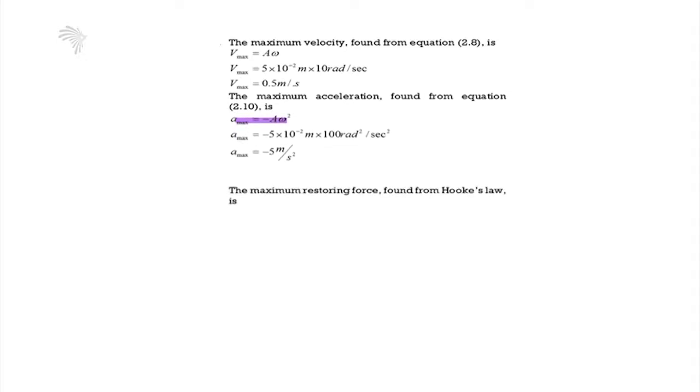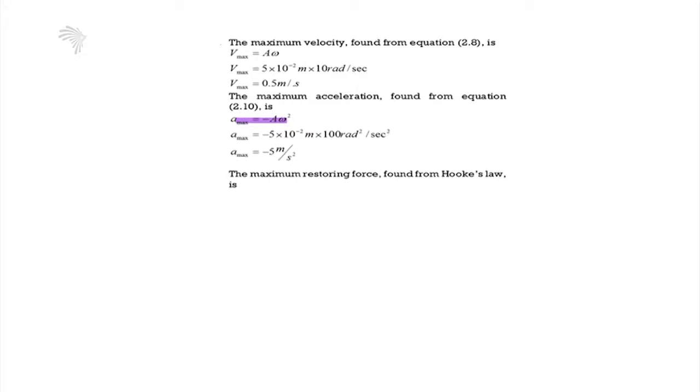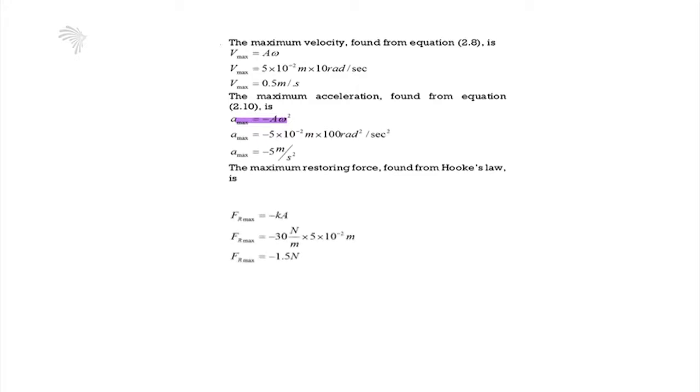The maximum restoring force can also be determined using Hooke's law, and the maximum force is given by minus K times A. We know that K is equal to 30 Newton per meter and A is equal to 5 times 10 to the power of minus 2 meter, which yields a maximum restoring force of 1.5 Newton. The minus sign here shows that the restoring force is always directed toward the equilibrium position.